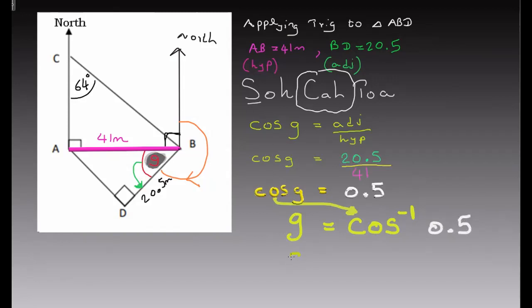So G equals, you got to find out 0.5's location in the cos table. Now remember, there won't be a separate table called the cos table. Both sine and cos will be sharing the same table. All right, so let's see how to find cos inverse of 0.5. Let me show you the table.